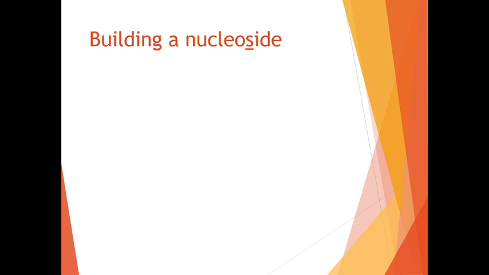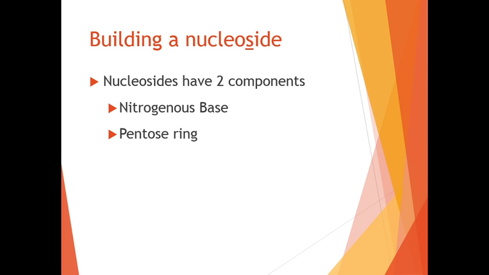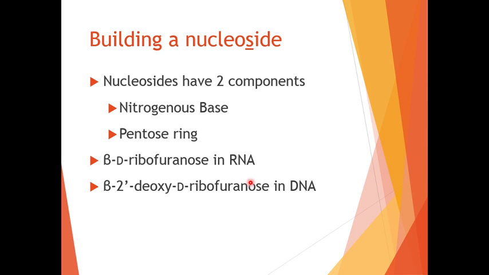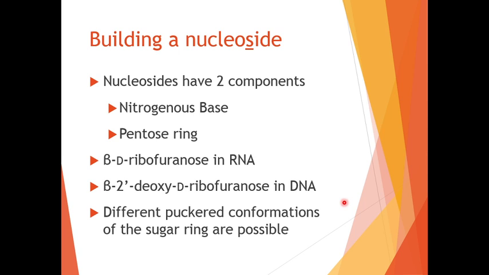So how would you build a nucleoside? Nucleosides have two components. As I said before, a nitrogenous base and a pentose ring. The pentose ring can be beta-D-ribofuranose in RNA or beta-2'-deoxy-D-ribofuranose in DNA. We'll see the difference in a bit. They have different puckered conformations of the sugar ring.